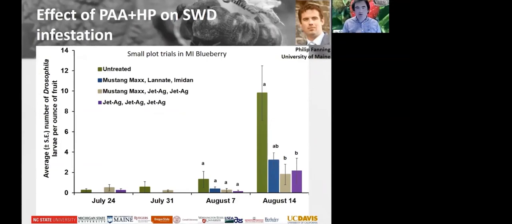What you'll see for the first 3 dates, we didn't really see much difference between our treatments. And then our spotted wing Drosophila numbers really crept up. And you can see our untreated control in green on that August 14th date was really quite high.